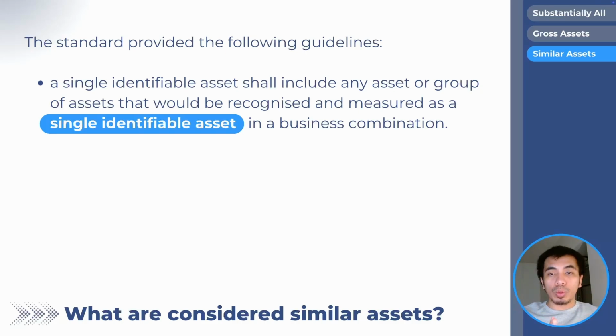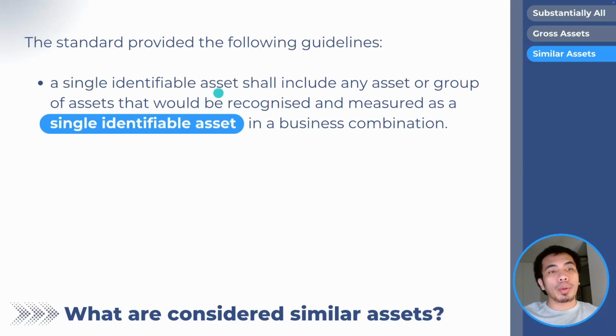So that was the gross asset discussion. Now we will go on with the third and the last criteria that we have in the definition of how to pass the concentration test. What are similar assets? What constitutes a group of similar assets? So basically, the standard provides the following guidelines.